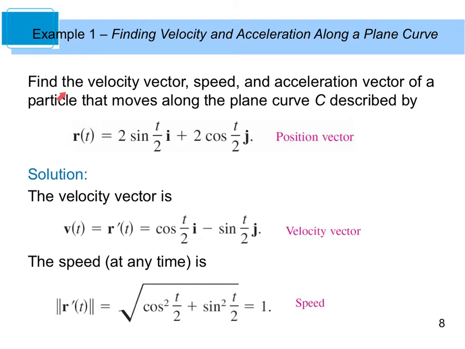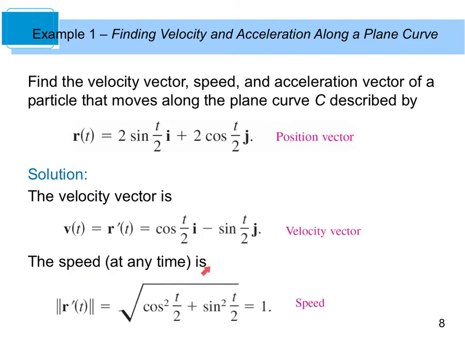All right, example 1, find the velocity vector, speed, and acceleration vector of a particle that moves along my curve. So here's my vector here. So I've got my x of t, I've got my y of t. So my velocity vector of r is going to be r prime. So if I take the derivative of sine as cosine, keep the argument the same, chain rule it, take that half and multiply by 2. That's why there's no coefficient. And take the derivative of cosine in front, just like we know we can.